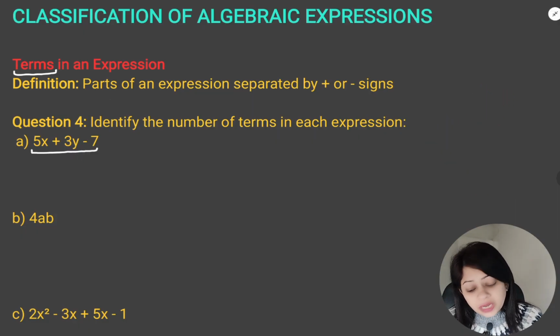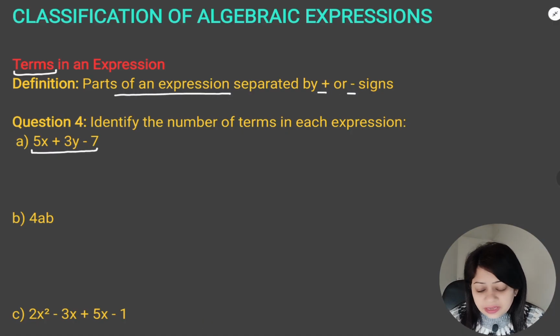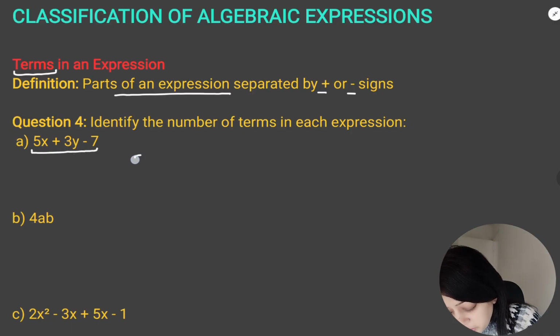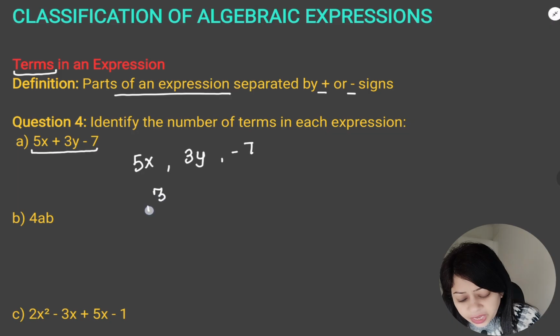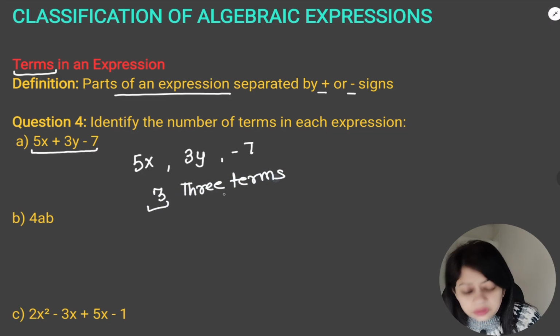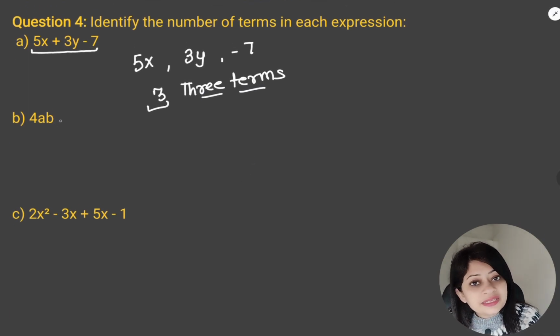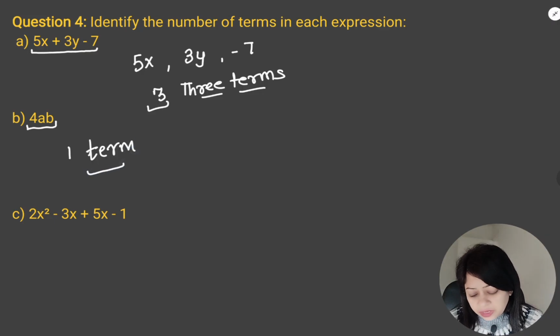What is a term now? A term is a part of an expression separated by a plus or minus sign. So in here, how many terms do we have? We have 5x, this is a term, 3y, this is a term, and minus 7. Okay, so how many terms do we have here? You will say we have 3 terms here. 3 terms. Okay, after that 4ab. Do you have any plus or minus sign here? No. So this is just one term. How many terms do we have here? Only one term, right?